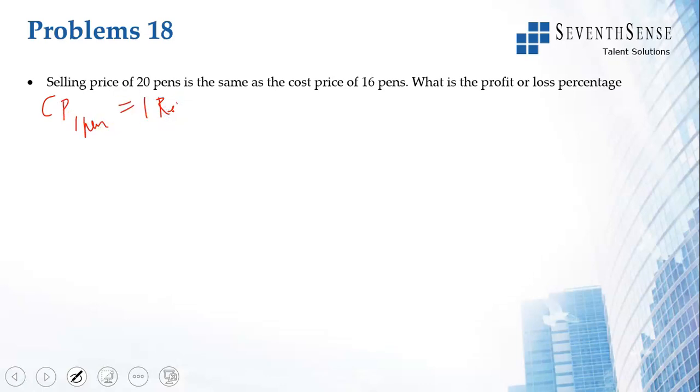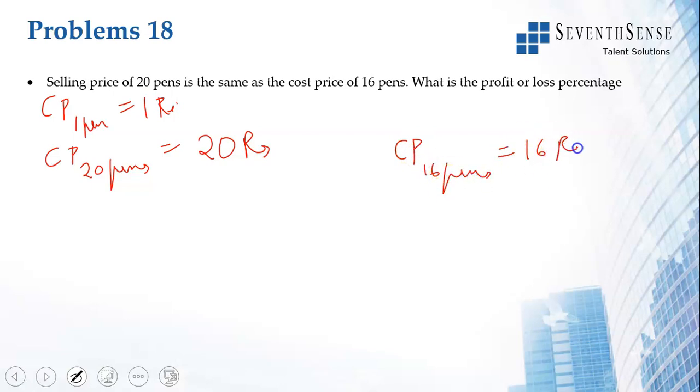Now, the selling price of 20 pens is the same as the cost price of 16 pens. Let us take the cost price of 20 pens. The cost price of 1 pen is 1 rupee, so the cost price of 20 pens should have been 20 rupees. What is the cost price of 16 pens? 16 rupees. And the selling price of 20 pens is the same as the cost price of 16 pens. So the selling price of 20 pens is 16, and the cost price of 20 pens is 20.